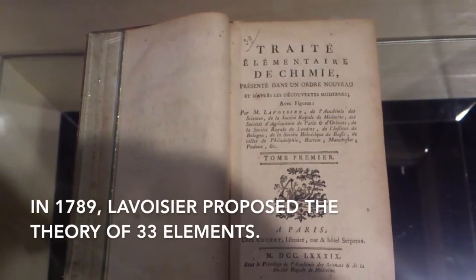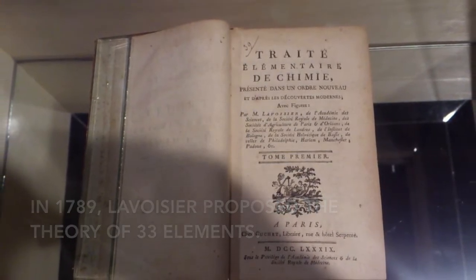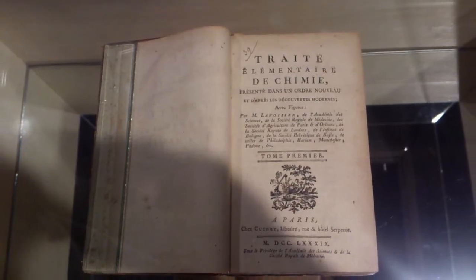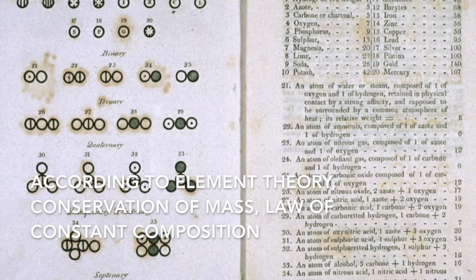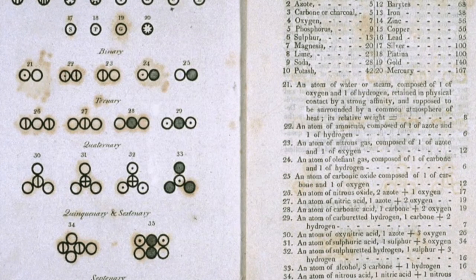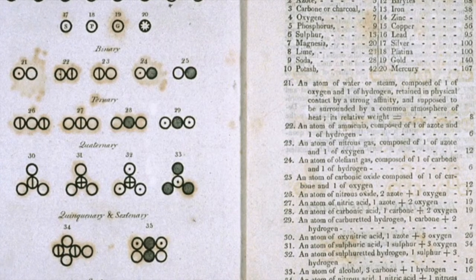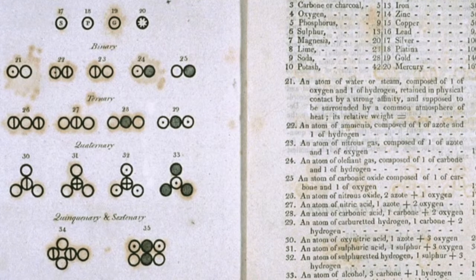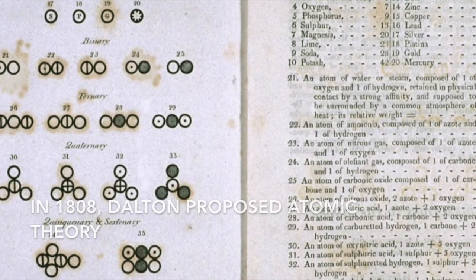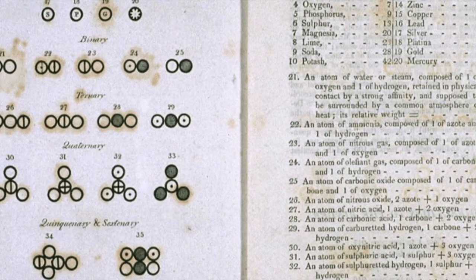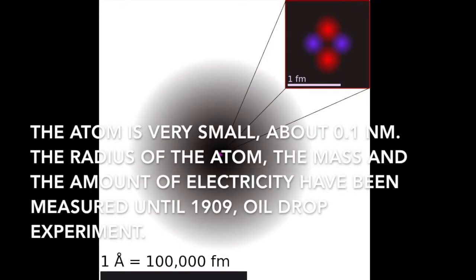In 1789, Lavoisier proposed the theory of 33 elements. According to element theory, there is conservation of mass and the law of constant composition. In 1808, Dalton proposed atomic theory. The atom is very small, about 0.1 nanometer.